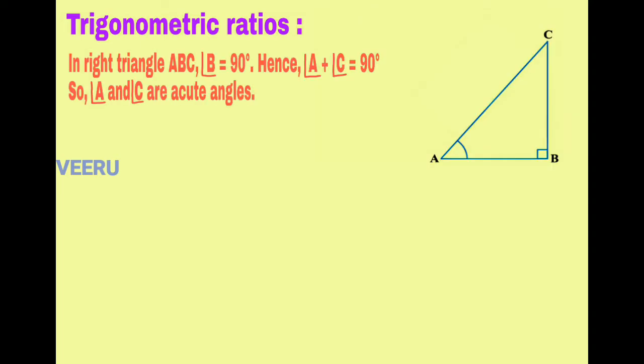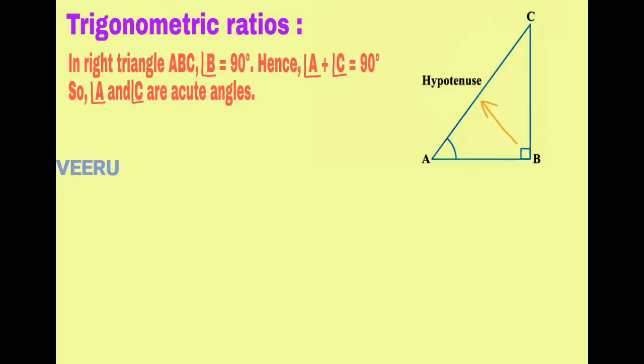Consider the right triangle ABC. Here, angle B equals 90 degree. Hence, the sum of the remaining angles is equal to 90 degree. That is, angle A plus angle C equals 90 degree. Since the sum is 90 degree, individually these are less than 90 degree. Hence, angle A and angle C are acute angles.